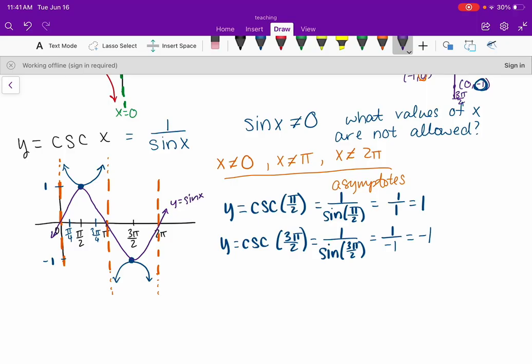And so cosecant, what it'll have is everywhere that sine crosses the x-axis, that's where sine equals 0. So cosecant would have an asymptote there. And then everywhere that sine reached its maximums and minimums, that's where we'll actually see the graph of cosecant. And it goes the opposite way because it's the reciprocal.